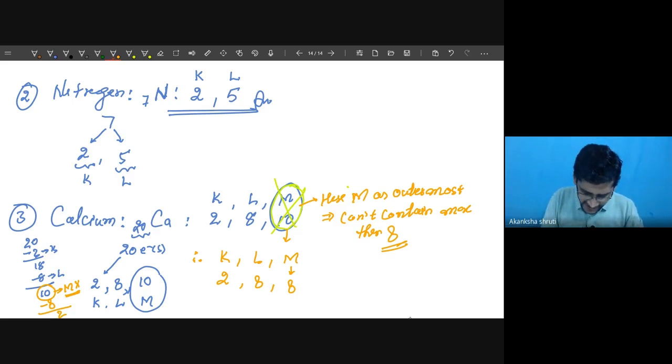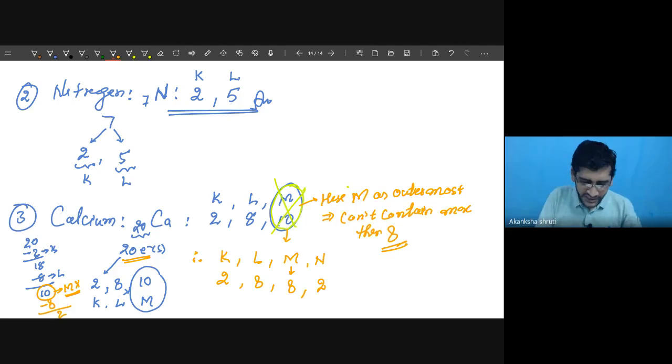But how many electrons are total there? 20. Adding this to how much? 2 plus 8, 10 plus 8 is 18. But still we have 20, 2 more electrons. So where will these 2 more electrons go? These 2 more electrons will go to the next higher shell, the N shell. It's so simple.